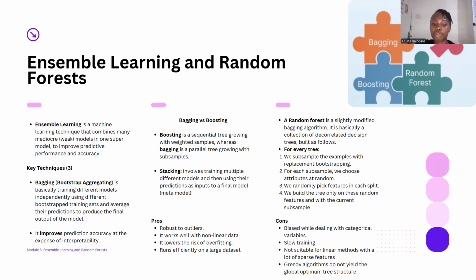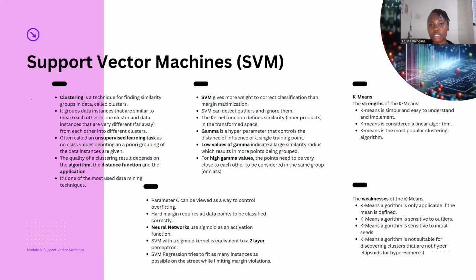So with pros, it's robust to outliers. It works with nonlinear data, lowers the risk of overfitting, and it runs efficiently on a large database. Whereas the cons, it's biased while dealing with categorical variables, it's slow to train, and it's not suitable for linear methods with a lot of sparse features.